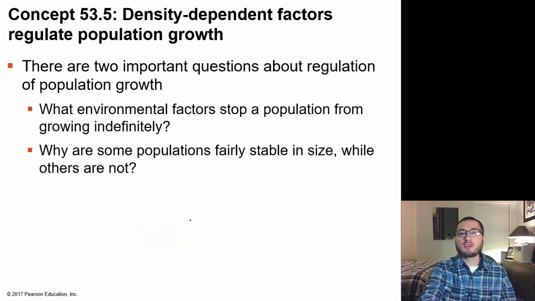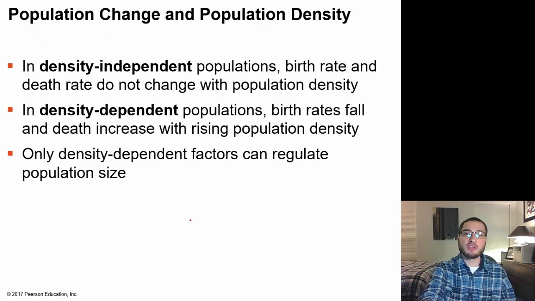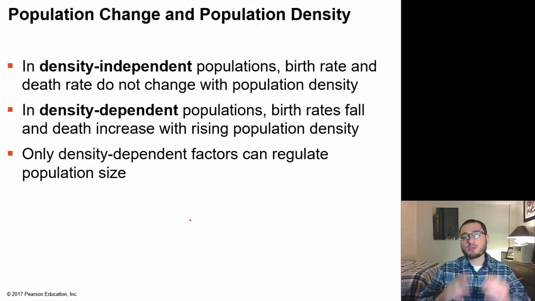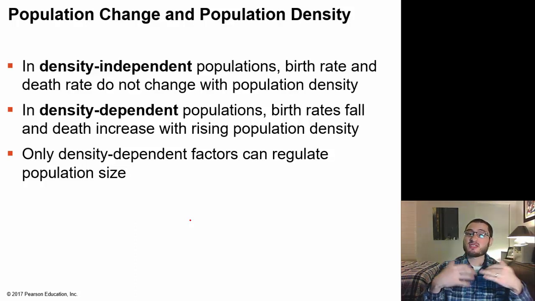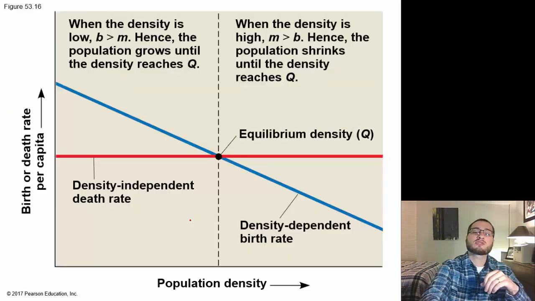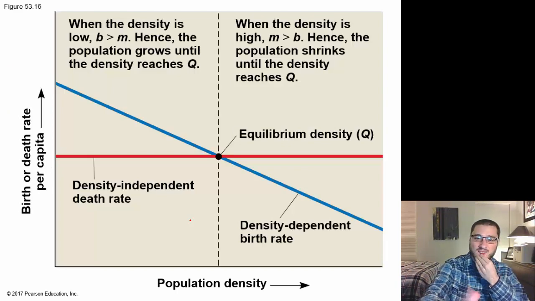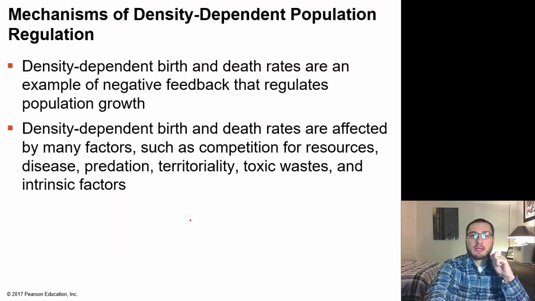There are two important questions about regulation of population growth. You have what environmental factors stop your population from growing indefinitely, and why are some populations fairly stable in size while others are not very stable. So two things that we talk about: you have density independent populations where birth rate and death rate do not change with population density, and then you have density dependent populations where birth rate's going to fall and death's going to increase with rising population density. So there's two different things to look at. So one density dependent factor can regulate population size. And we see in the textbook they give us kind of a graph of this.